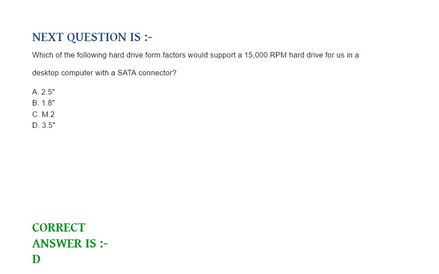Next question is which of the following hard drive form factors would support a 15,000 RPM hard drive for use in a desktop computer with a SATA connector? Option A 2.5 inch. Option B 1.8 inch. Option C M.2. Option D 3.5 inch. Correct answer is option D.